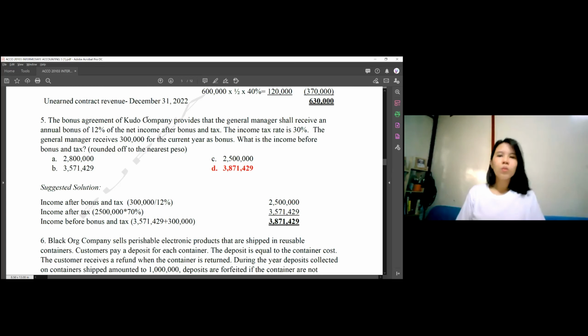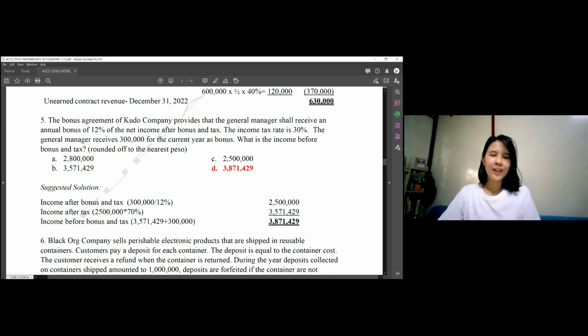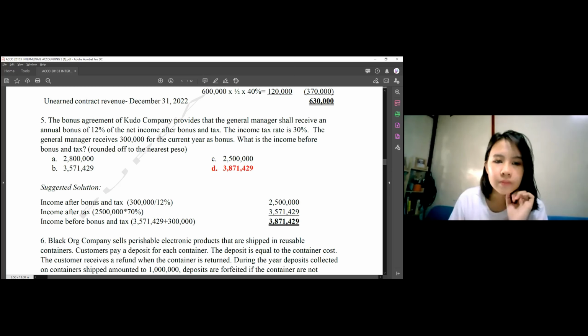Okay, so let me check. Income before bonus and taxes. So yeah, I think this is a typographical error. It should be divided by 70%. Oh, wait a minute. Sorry for the quick pause. So yeah, it should be divided by instead of multiplied.